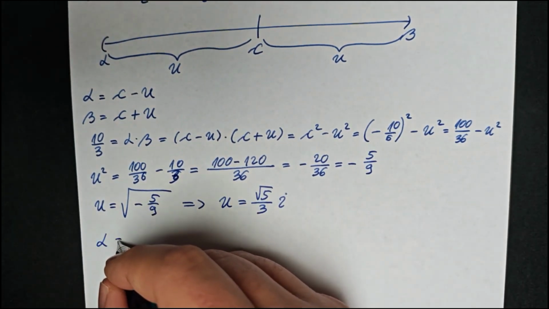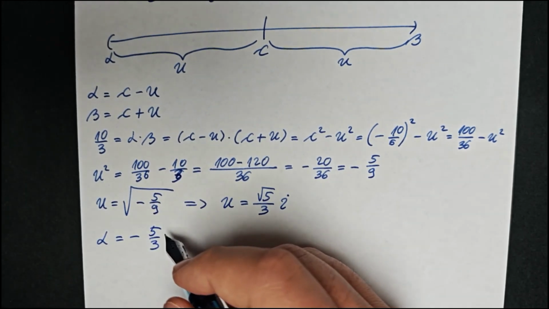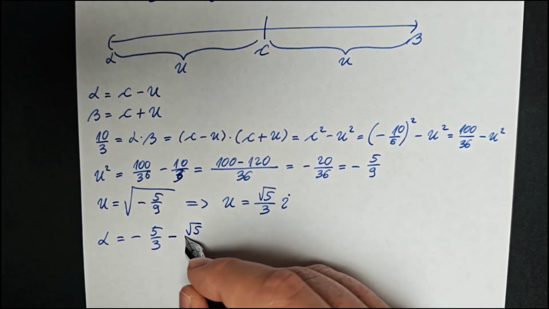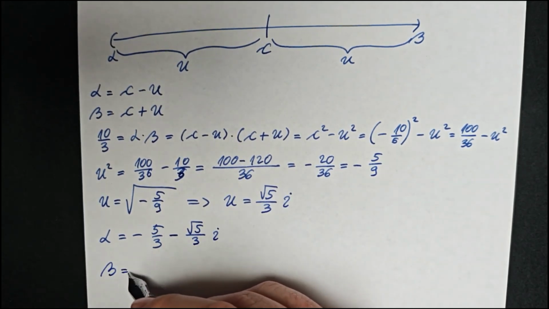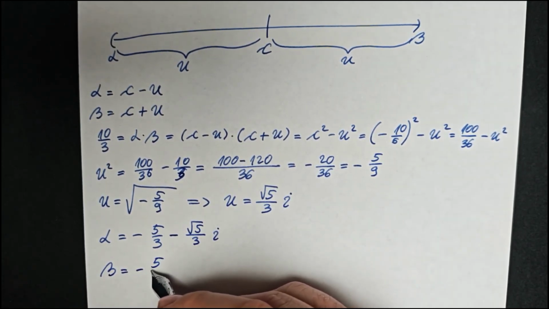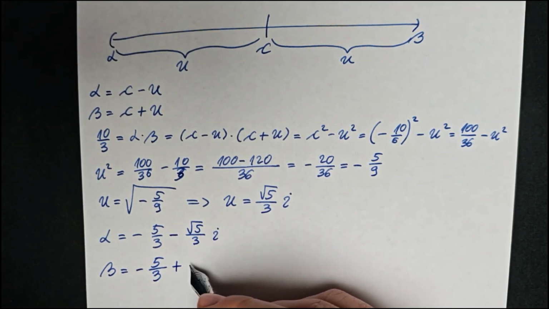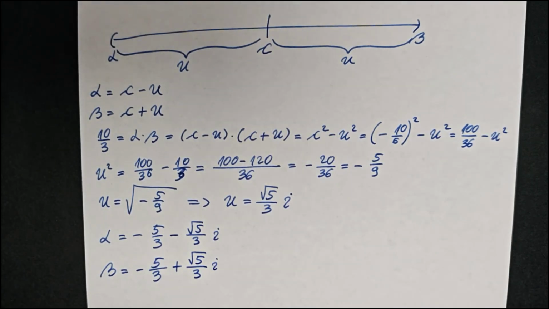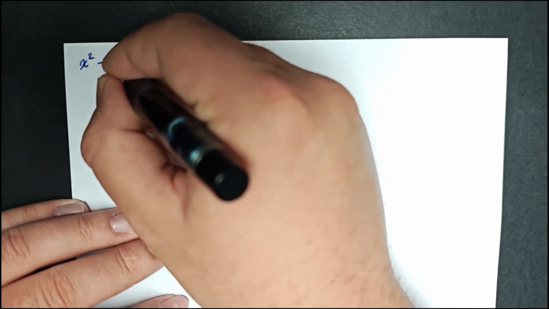Then alpha is going to be negative 5 over 3, which is the value of c, minus u, which is a square root of 5 divided by 3i, and beta is going to be the same one, negative 5 over 3, as that is the value of c, plus the square root of 5 over 3i, which is the value of u. Let's now solve the remaining quadratic equation.